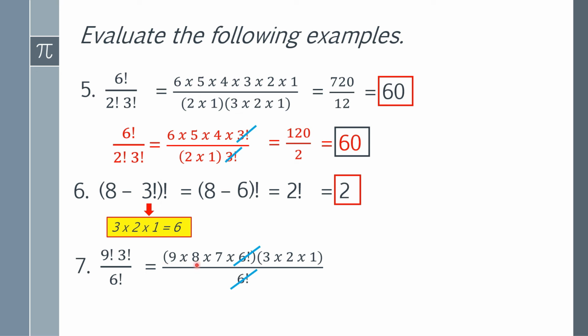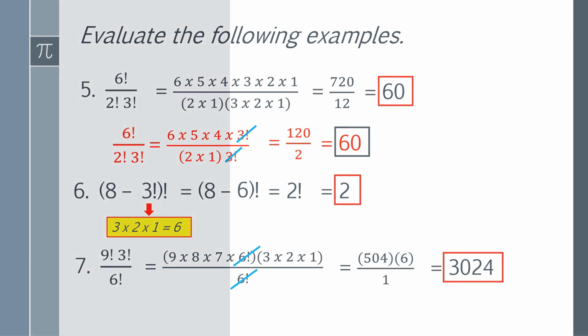So what is left on top is 9 times 8, that's 72 times 7, and then times 3 times 2 times 1. And then below, since it is already cancelled, we have 1 as the denominator. So we have 504 times 6, since 3 times 2 times 1 is 6. So we have 1 in the denominator, I mean. So the answer is 3024.